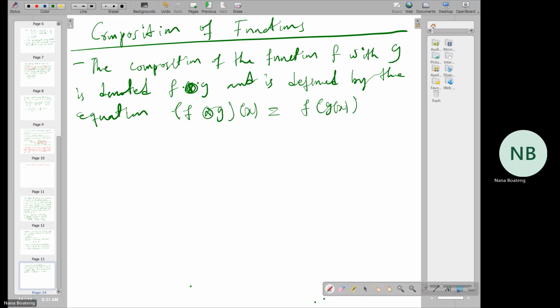Okay. All right. So the domain of the composite function f of g is the set of all x such that x is in the domain of f. All right, so let me write that down.